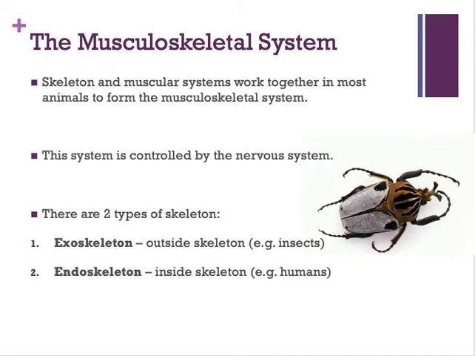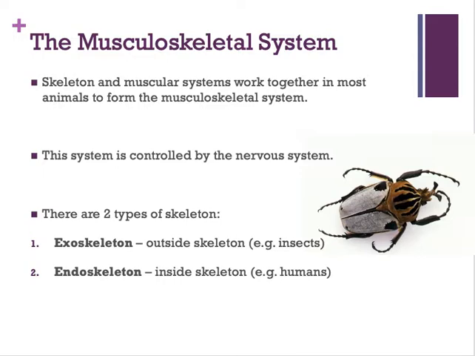Firstly, the musculoskeletal system, meaning the muscles and skeleton working together, is controlled by our nervous system, which will form part of a later chapter. And there are two types of musculoskeletal system. Either you can have your skeleton on the outside of the body, and it's called an exoskeleton, or you can have it on the inside of the body, and it's called an endoskeleton.